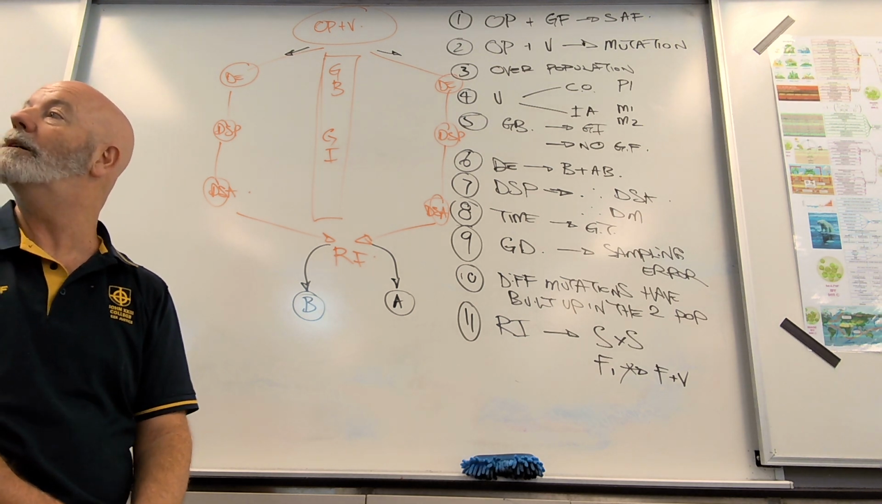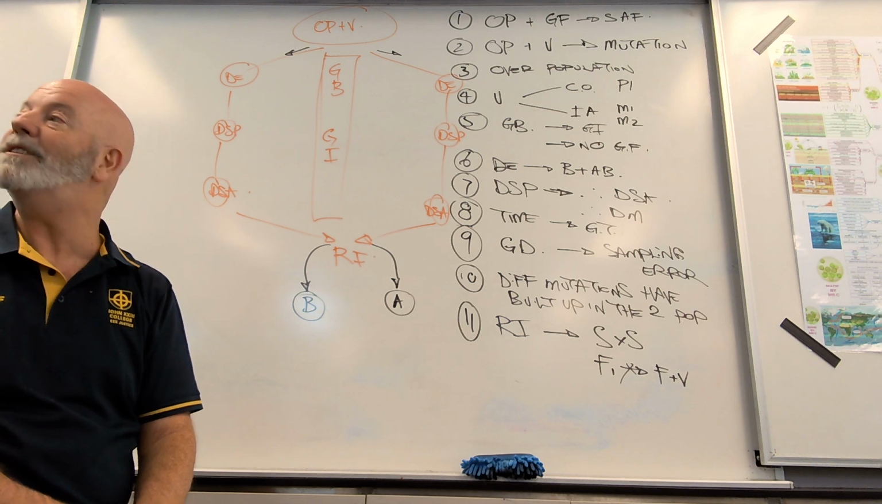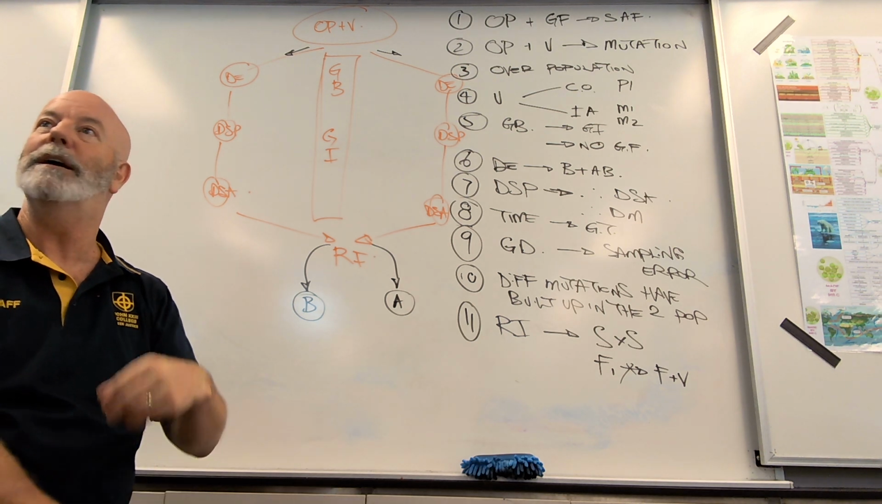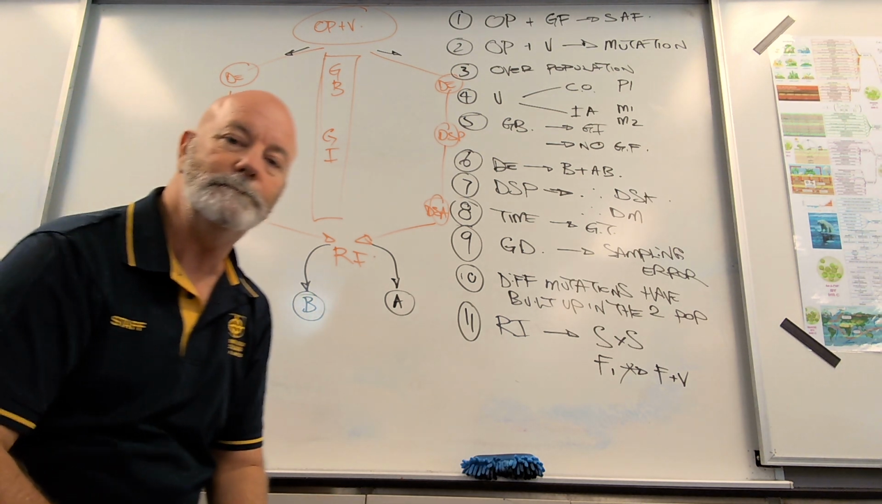Yes, last question? Allopatric speciation will always be macroevolution. Yes, it has to be, because macroevolution is the creation of a new species. All right.